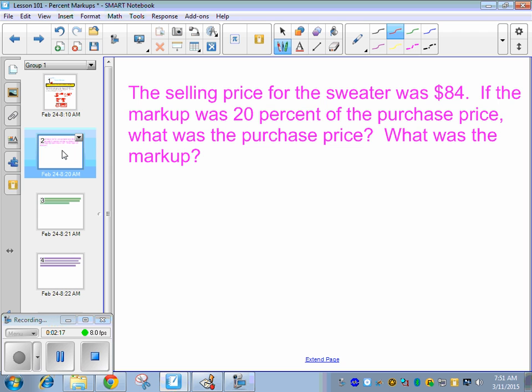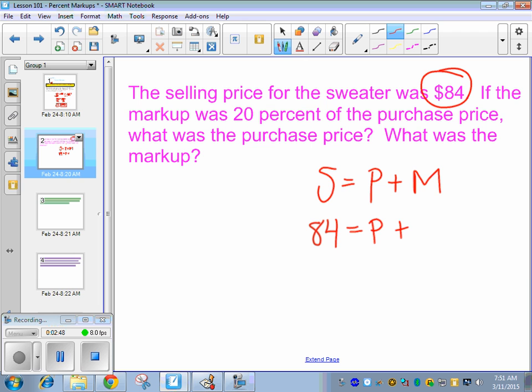Okay, the selling price for the sweater was $84. If the markup was 20% of the purchase price, what was the purchase price? So it's always going to be the selling price is equal to the purchase price plus the markup. The selling price was $84. So now they're giving us what we sold it for. And the markup was 20% of the purchase price this time. Last time it was 30% of the selling price. This time it's 20% of the purchase price. So purchase price, we don't know. But the markup here is 20% of the purchase price.